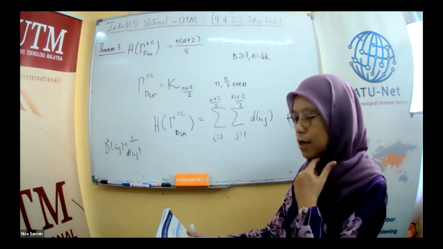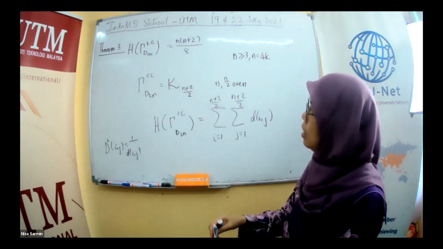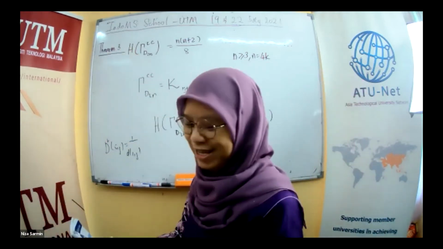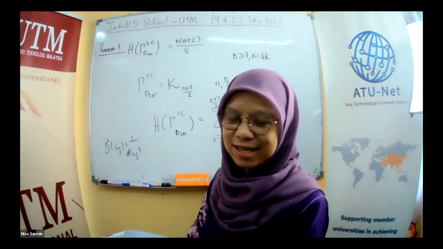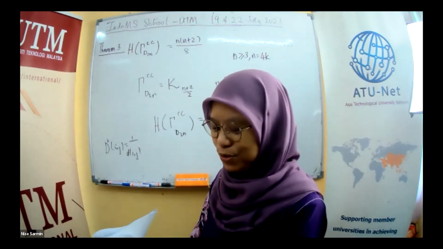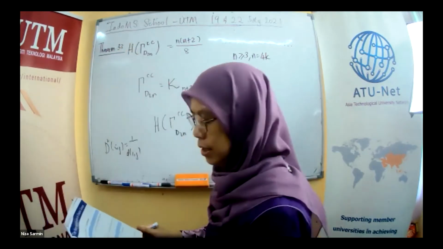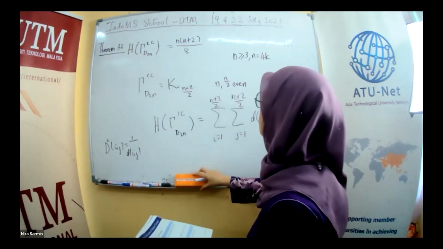All right. Now next is the Harary index. Just now it was 32. I missed the theorem number. Just now it was 32. Now it's 33, right? We go to the coprime.